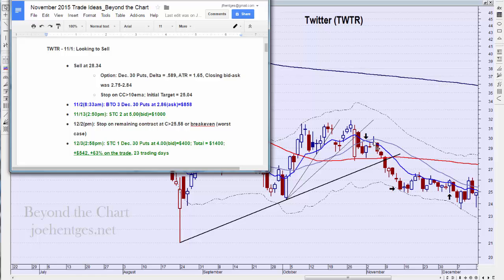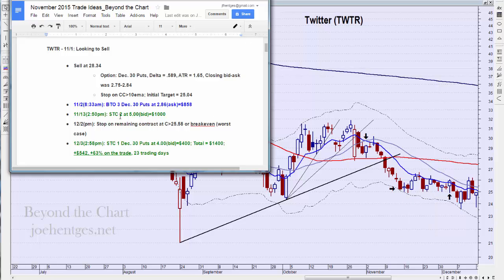We had to sit through this little pullback, but because my stop was 2 consecutive closes above the 10, this is the 10, the blue line is the 10 exponential, the blue gray is the 21 simple, okay? And so there was no stop being contemplated. We never got a single close above the 10 in here. Okay, so then it started to round back over, came back down, and my initial target was 25.04. And we finally got hit at 25.04 on the 13th, as you can see on the 13th.